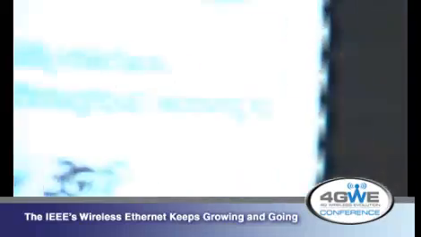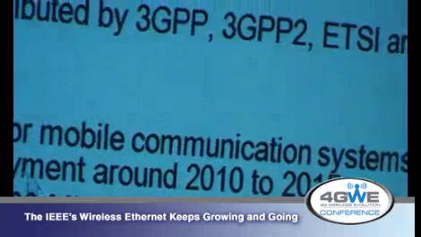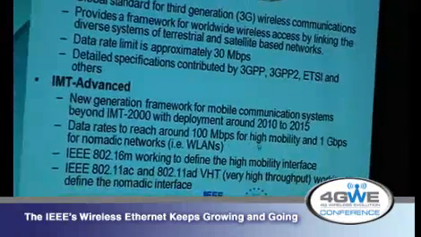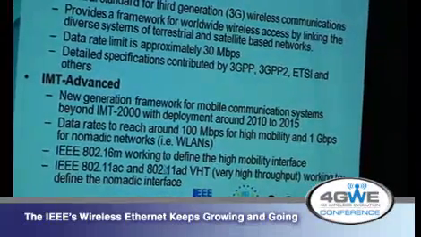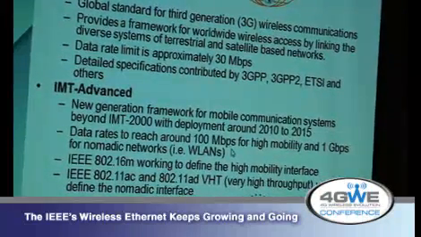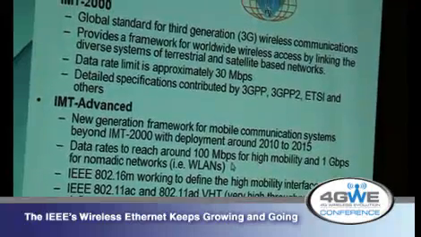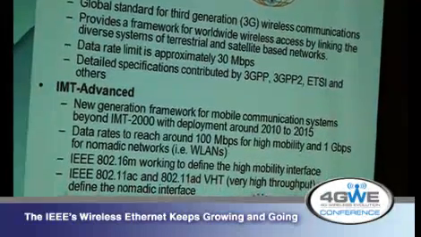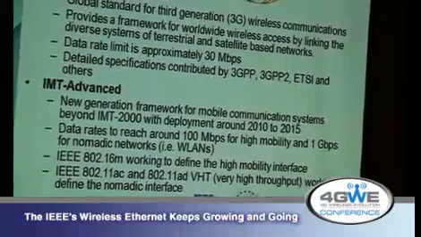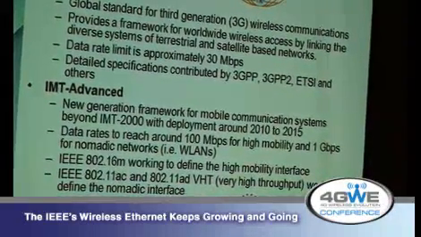So IMT Advanced is basically the next generation, supposed to be deployed in 2010, 2015, with data rates reaching 100 megabits per second for high mobility. So this is basically a threshold for 4G. Advanced is essentially 4G, although 4G officially has not been defined by ITU or anybody. Although WiMAX and LTE both claim to be 4G technologies, that's just marketing for now.